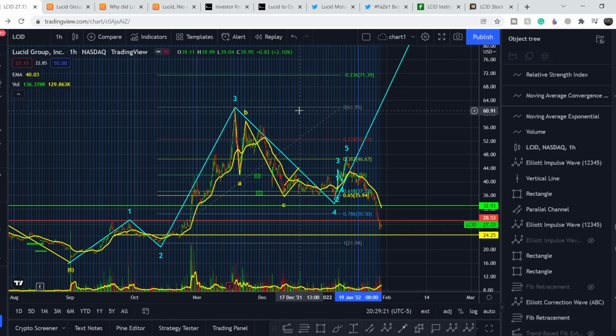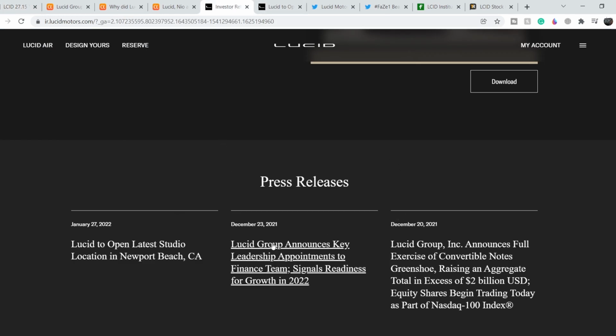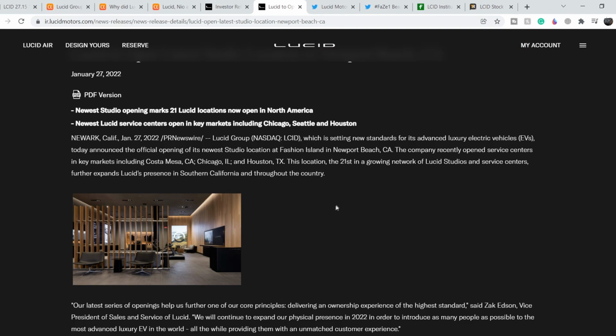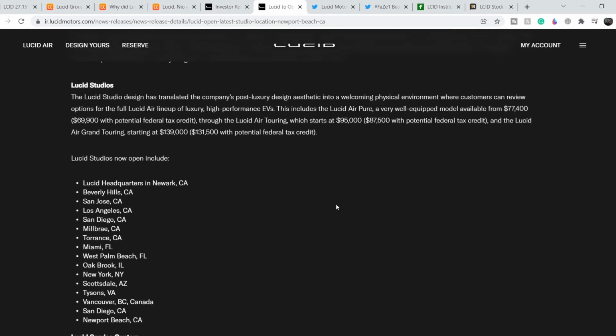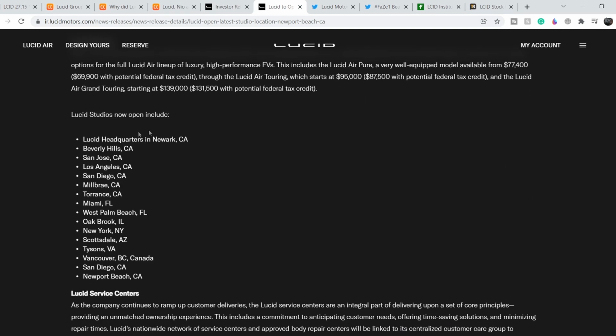So, what are the news from Lucid itself? We don't have much news in their press release section. On January 27th we have this announcement that Lucid is opening its latest studio location in Newport Beach, California. Here is the press release itself, and definitely it is a very good addition to the number of their existing studios. And here is the list of these.